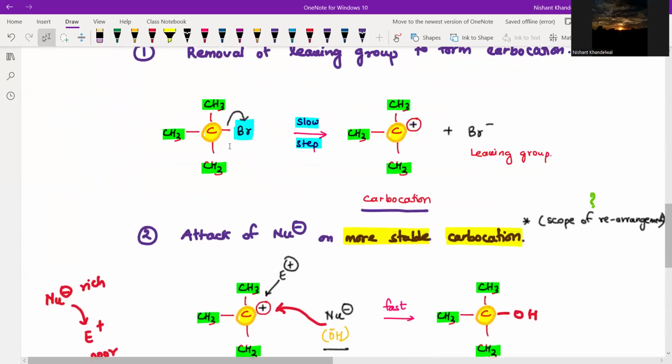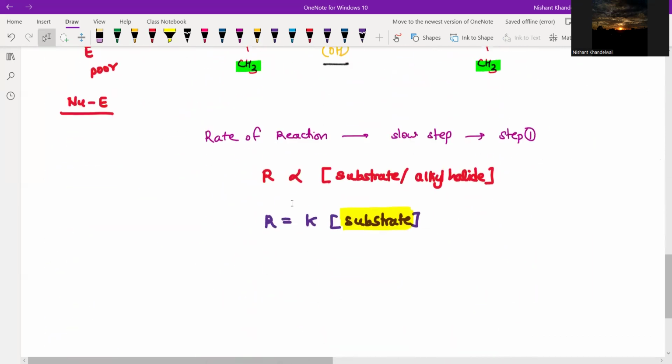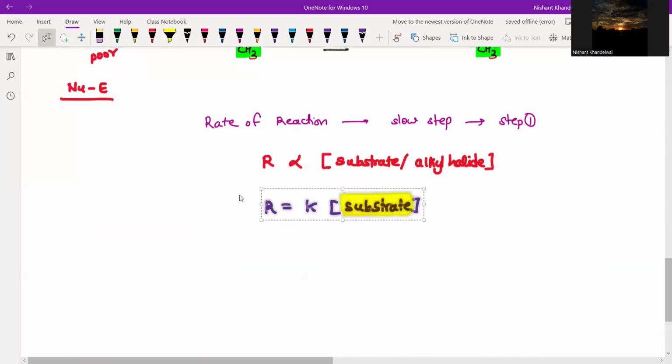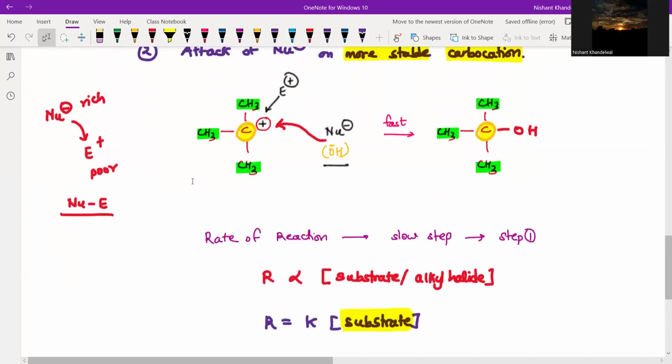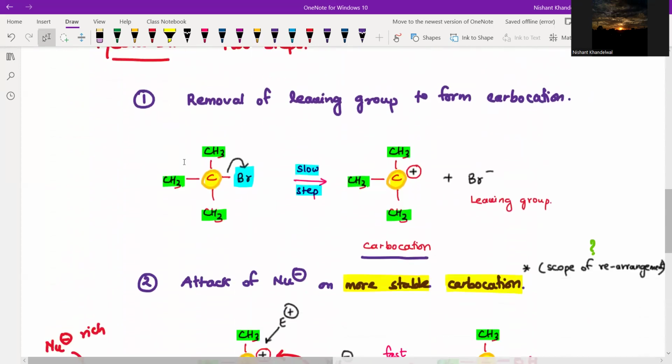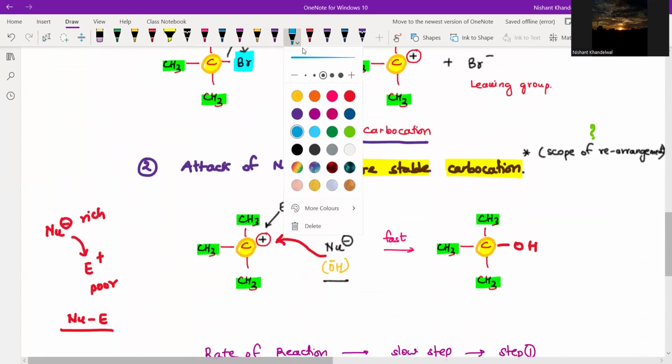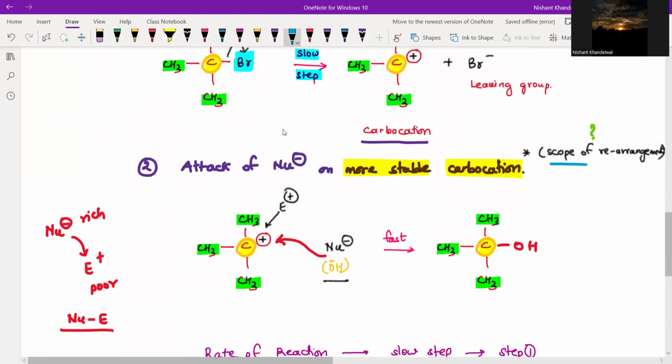This is called unimolecular. Why? Because only one molecule is participating. And the order of the reaction is 1. So this is all about SN1, right? But this is just a starting point. SN1 is very, very interesting, because whenever we see this thing which I have highlighted here, this scope of rearrangement, it is a very interesting thing.